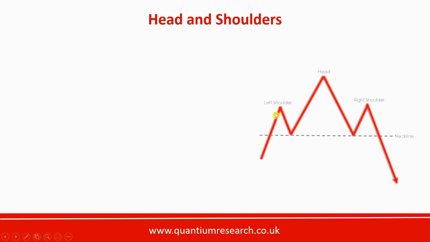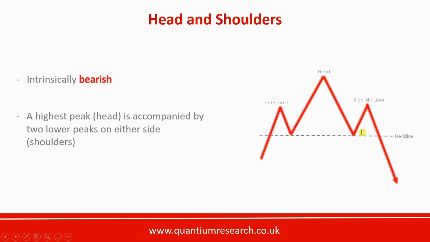It occurs when we have a peak in price shown by the left shoulder, followed by a higher peak shown here by the head, followed by another lower peak shown by the right shoulder. It's essentially a bearish pattern, so you would expect the price to fall here, and a neckline here is drawn by connecting the troughs on either side of the head.